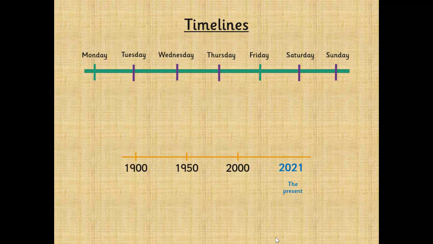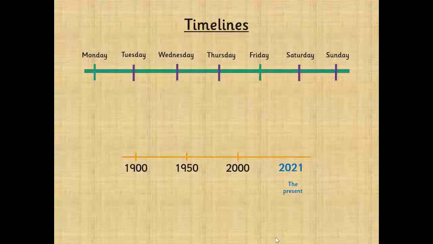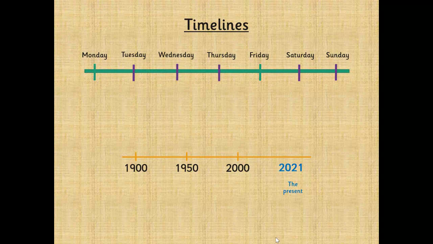Now we can also have a timeline of years. And down here, I've got some years labeled below on my orange timeline. And the first year says 1900. Then it says 1950. And then it says 2000. And then in the blue, it says 2021. And that's the year that we're in now. That's the present year that we're in now.